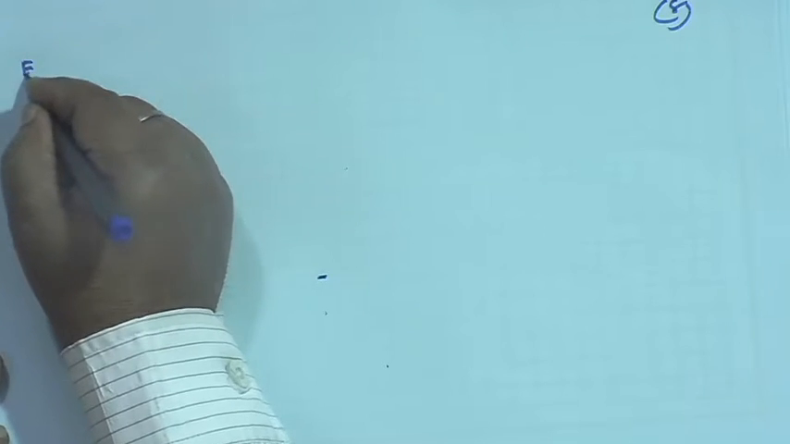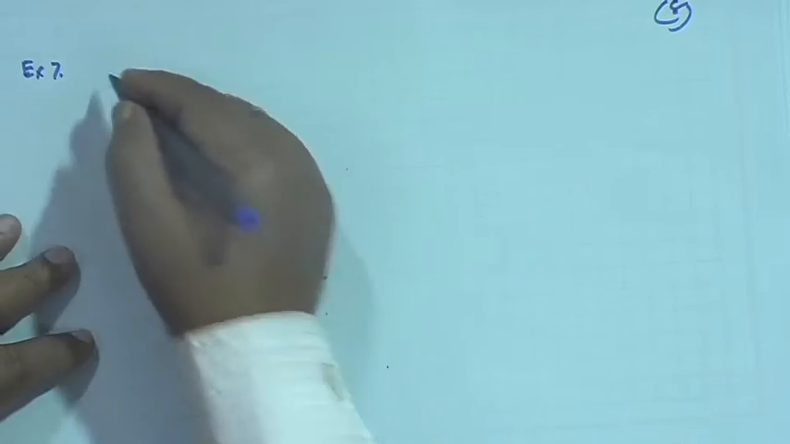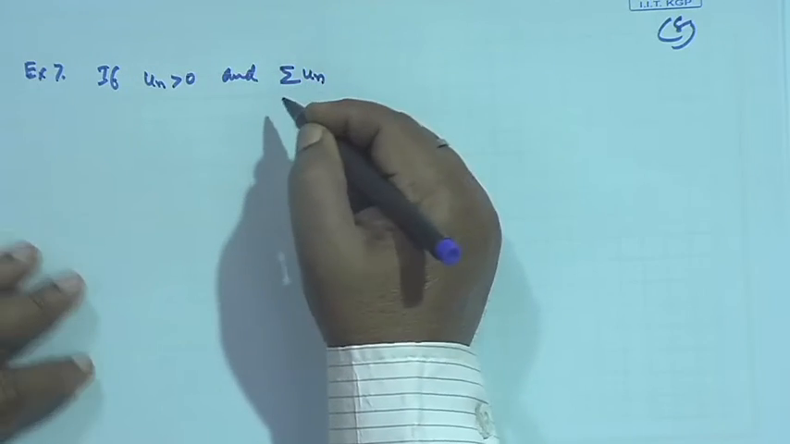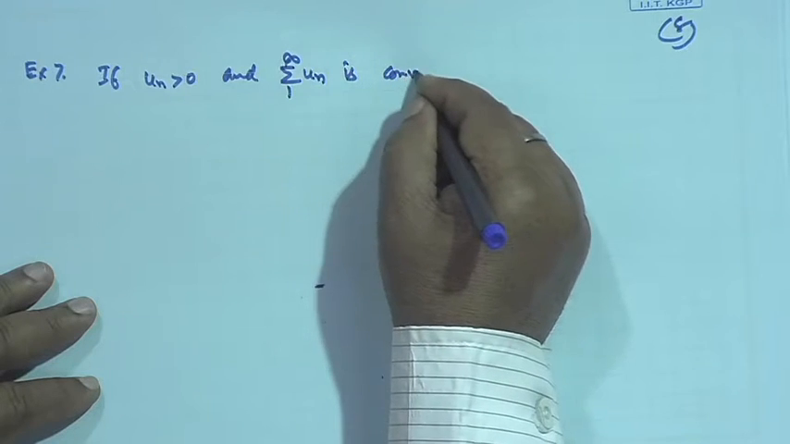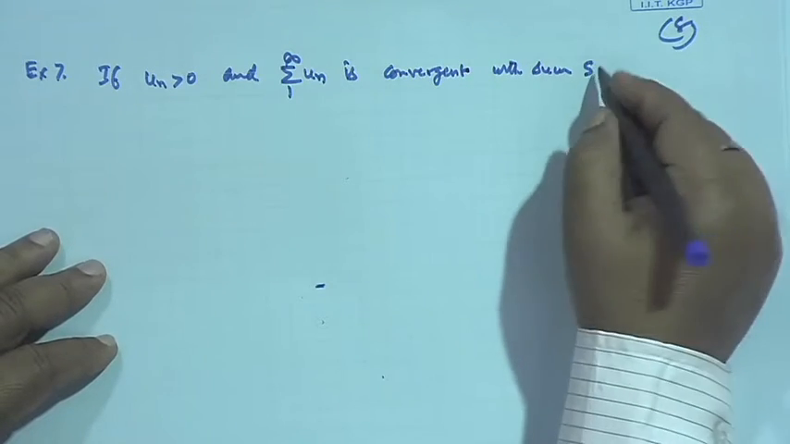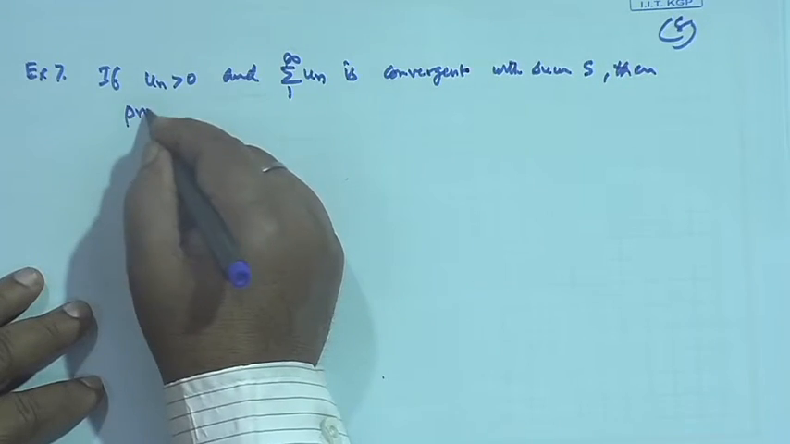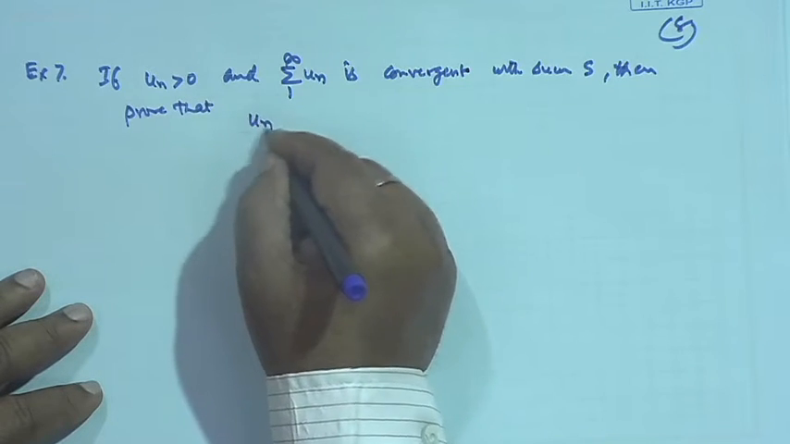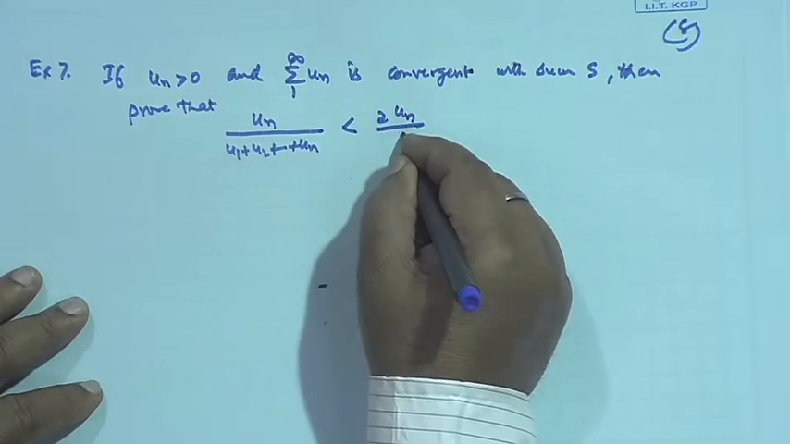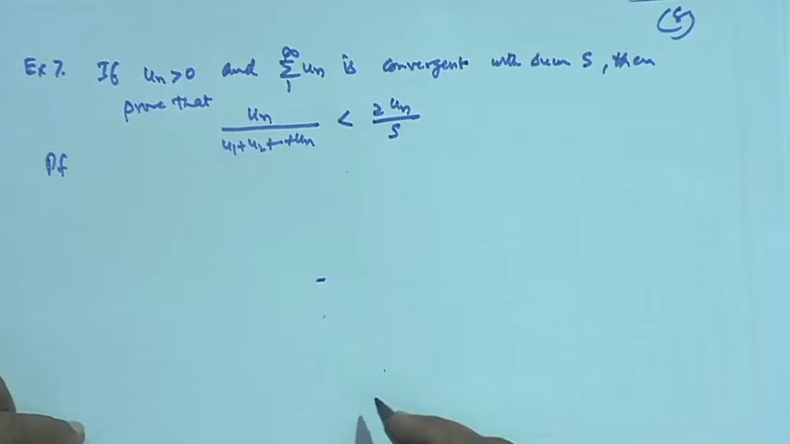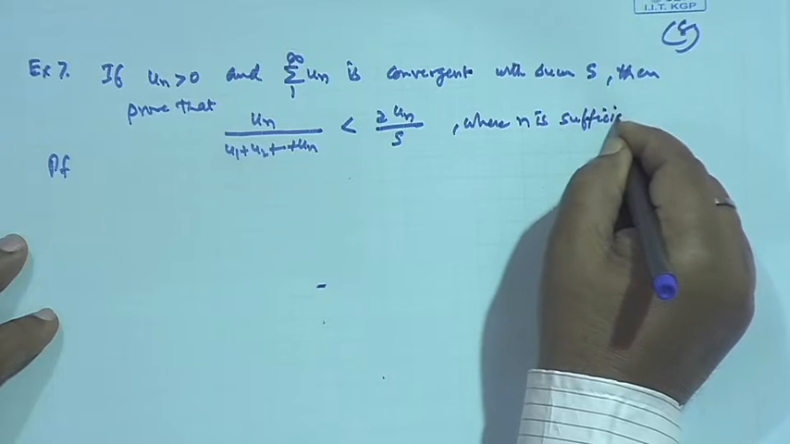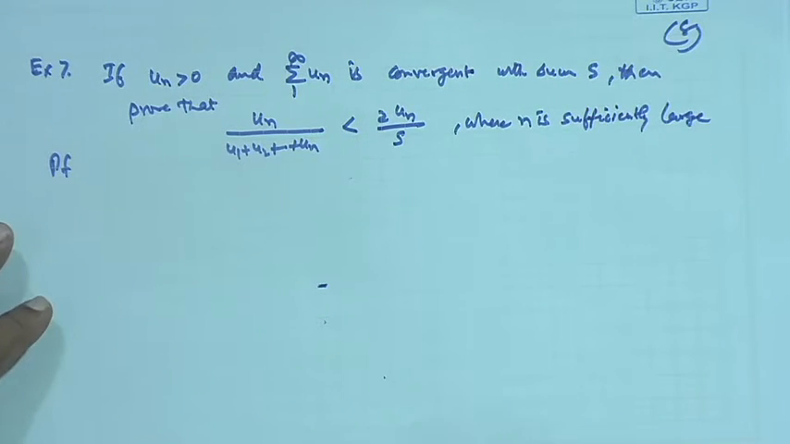So, the next question is 7. If u_n is greater than 0 and the sum of u_n is convergent with sum S, then prove that u_n over (u_1 plus u_2 plus ... plus u_n) is strictly less than 2 times u_n by S, where n is a sufficiently large quantity. See the proof for it.